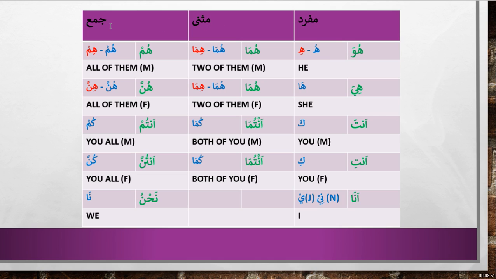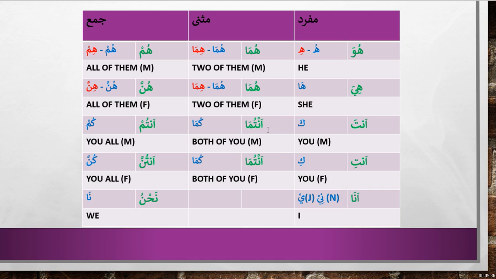Mufrad, Musanna, Jama. I think you should know the meaning of these words. If you don't, please go back to video number 2. So huwa, huma, hum, hiya, huma, hunna, anta, antuma, antum, anti, antuma, antunna, ana, nahnu. Huwa, he; huma, two of them, male; hum, all of them male; hiya, she; huma, two of them female; hunna, all of them female; anta, you, male; antuma, both of you; and antum, all of you, male; anti, you, feminine.